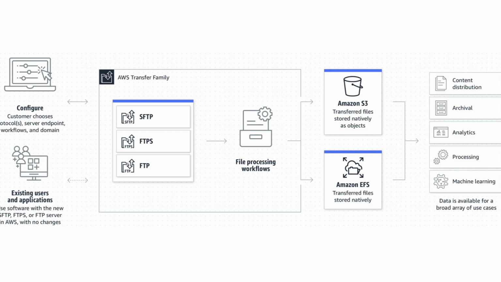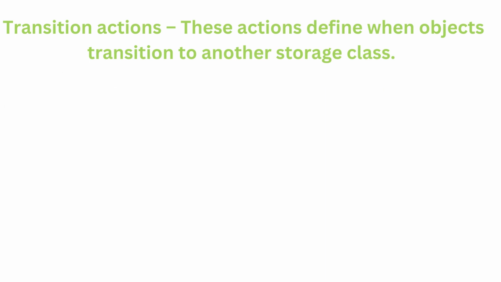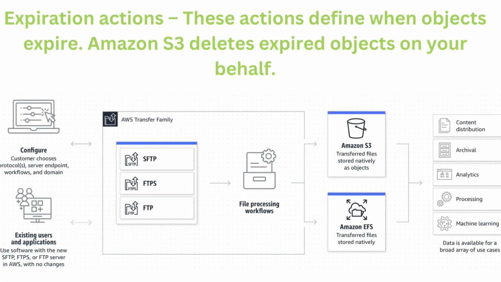An S3 lifecycle configuration is a set of rules that defines actions that S3 applies to a group of objects. There are two types of actions. The first one is transition actions. These actions define when objects transition to another storage class. For example, we might choose to transition objects to the S3 Standard-Infrequent Access storage class 30 days after creating them. And the next one is expiration actions. These actions define when objects expire. S3 deletes expired objects on our behalf.